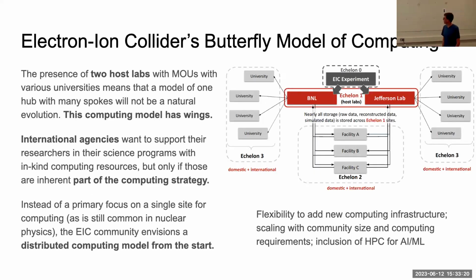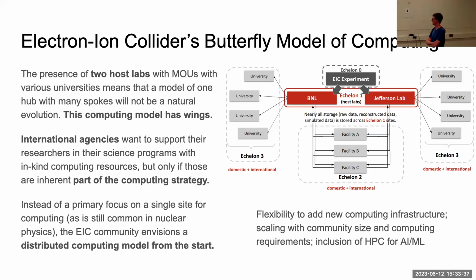So we've got our two wings to the data model here. We've got Brookhaven, we've got Jefferson Lab. There are already existing universities that have affiliations with either of those, so we don't want to break those affiliations.